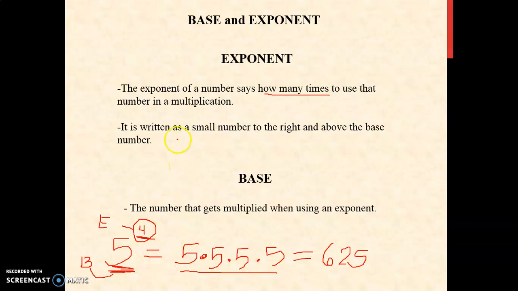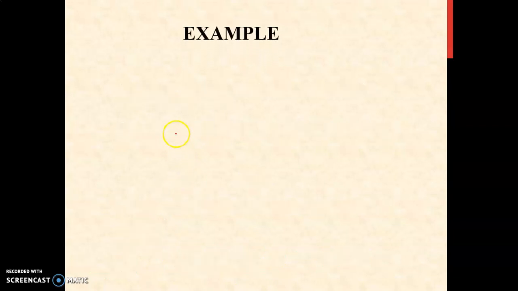Okay? So let us look at some additional examples. Next, we have 5 raised to 3, or 5 cubed. Your 3 is your exponent and your 5 is your base. 5 raised to 3 means you're going to repeat 5 three times. So you have 5 times 5 times 5. So that is equal to 125. It is not 5 times 3.